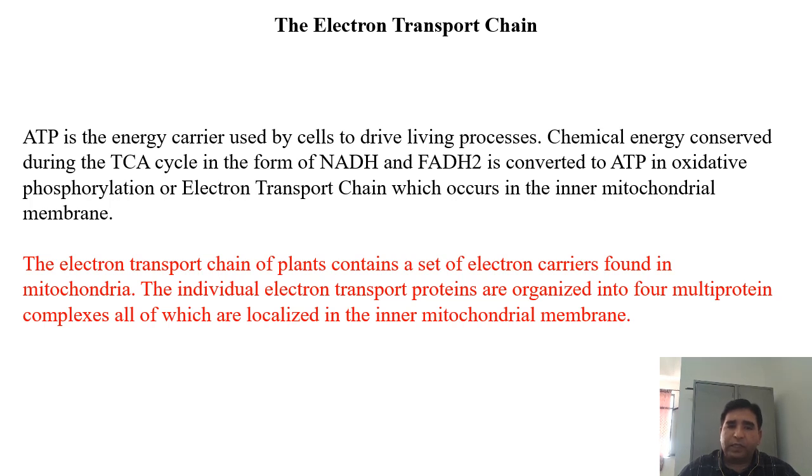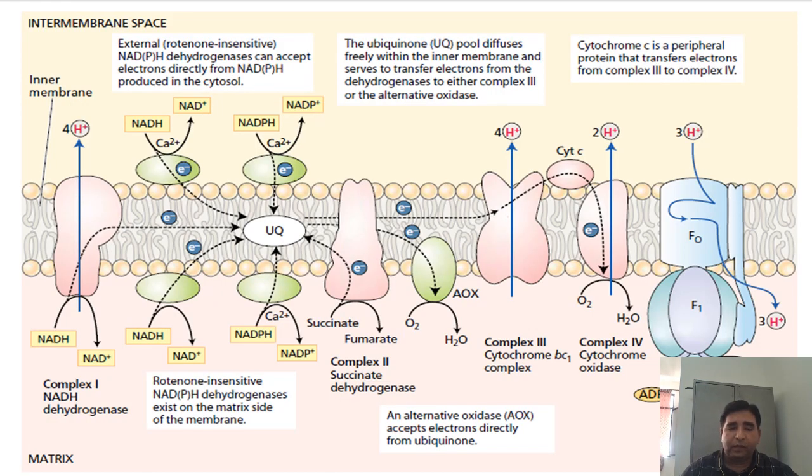The electron transport chain of a plant contains a set of electron carriers that are enzymes having metals, and these enzymes are found in complexes like complex 1, complex 2, complex 3, complex 4, and one another complex known as ATP synthase.